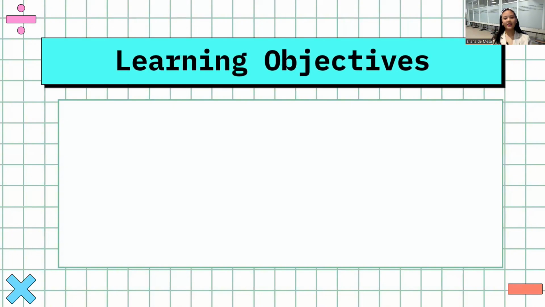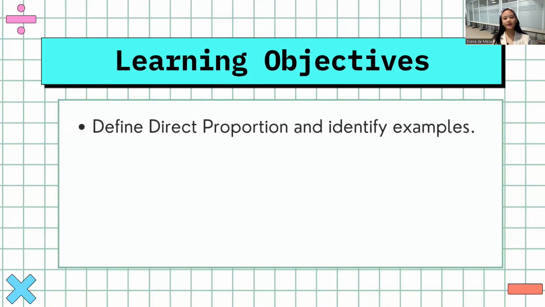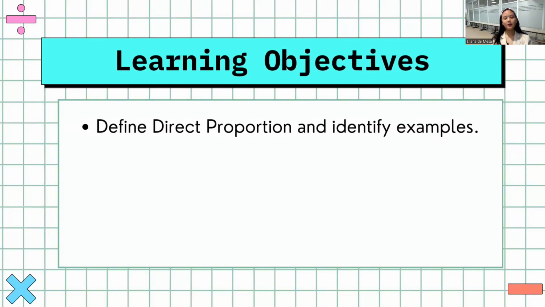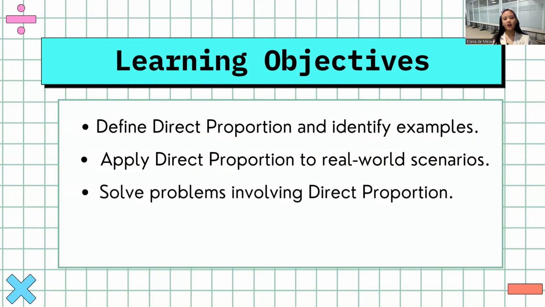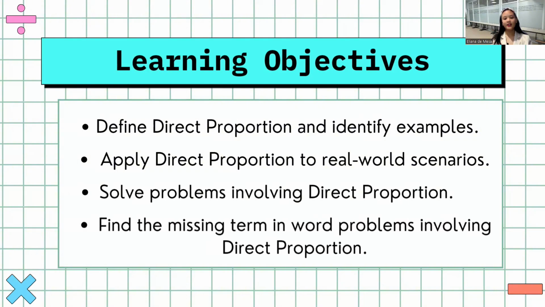Our learning objectives for this lesson are to define direct proportion and identify examples, apply direct proportion to real-world scenarios, solve problems involving direct proportion, and finally, to find the missing term in word problems involving direct proportion.